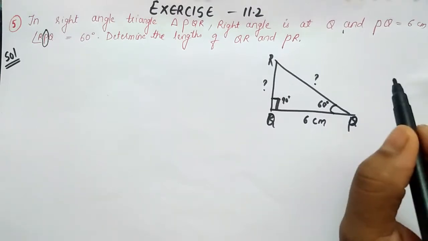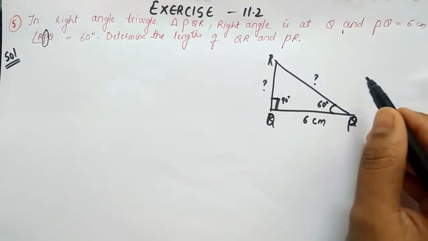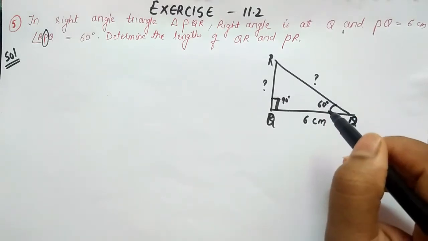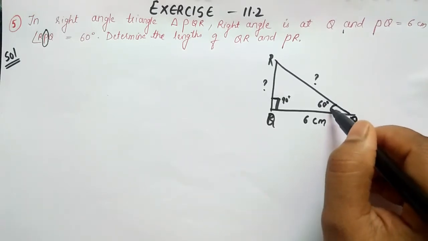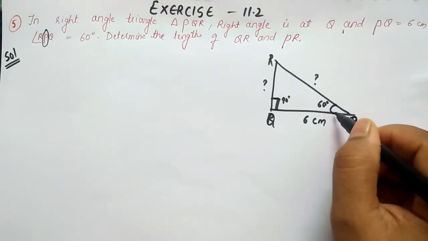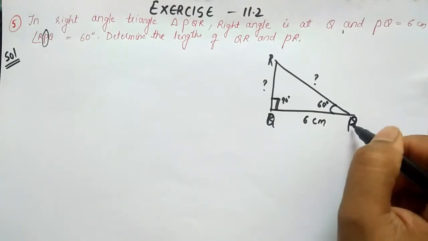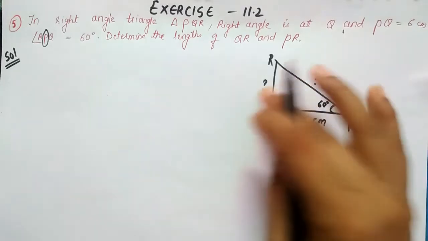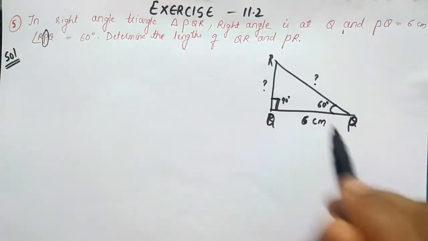In previous problems, we were given two sides, and we needed to get another side and find the angles using the trigonometric ratios. But in this problem, an angle is already given: 60 degrees at angle P. We are given the length PQ, which is 6 centimeters. We need to find the other two lengths, QR and PR.